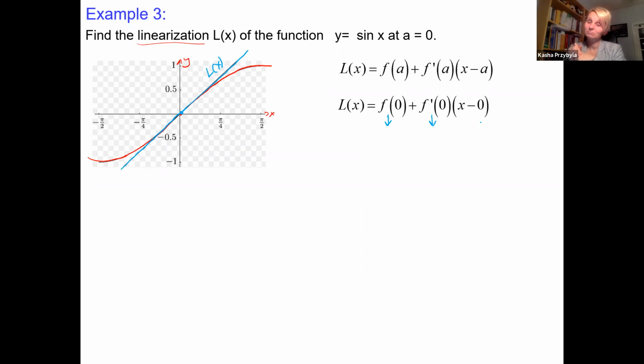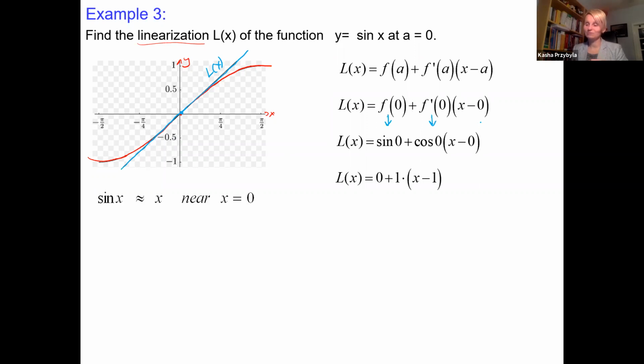Sine at 0? 0, good. And what's the derivative of the sine function? Cosine. And cosine at 0? What is cosine at 0? 1, good. Sine at 0, cosine at 0, and 0, 1. Okay, that means it's really nice.